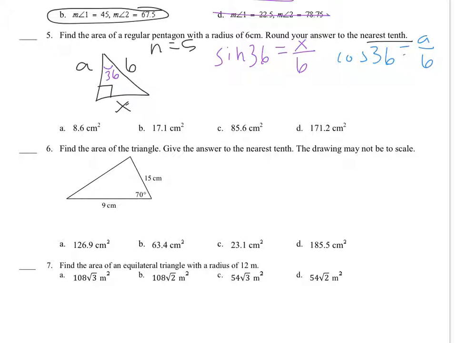Back to the problem. Keep your apothem as a, keep your half of your side length x, and then solve for them. So for this one, I do sine of 36 times 6. And if you put that into your calculator, you would get that x is equal to 3.57. If you do 6 times cosine of 36 in your calculator, you get that a is equal to 4.85. Now I have all my missing information.